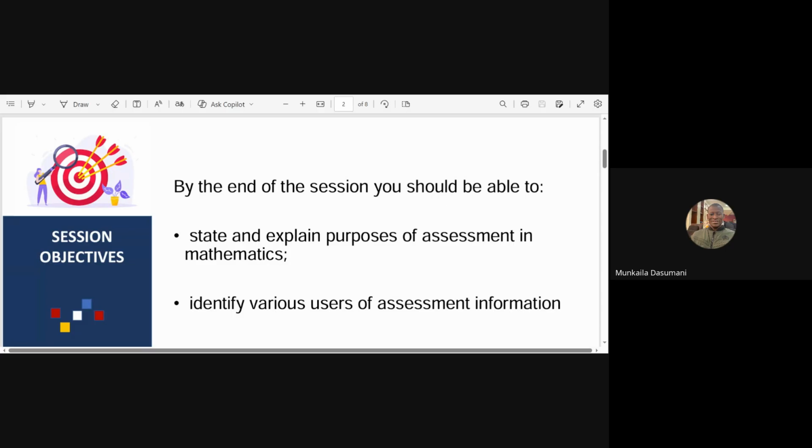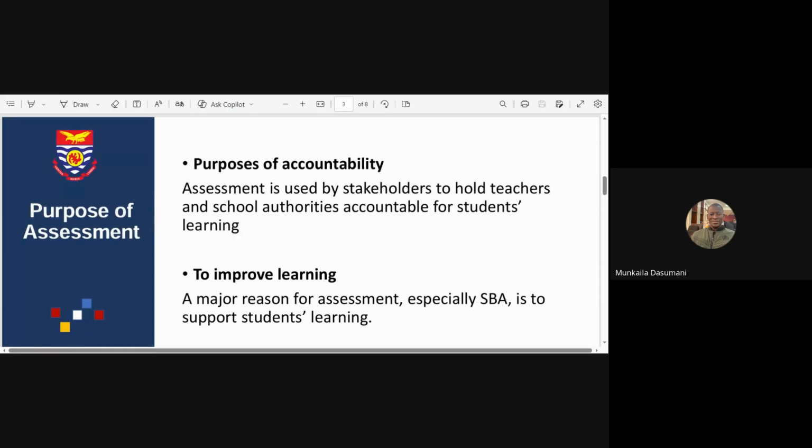All right. So we start with the purpose of assessment. Please, everybody is going to tell us one. You take one, you explain quickly, just a brief summary, and then we move ahead. Yes, the first one, purpose of accountability. Yes, who is helping us?